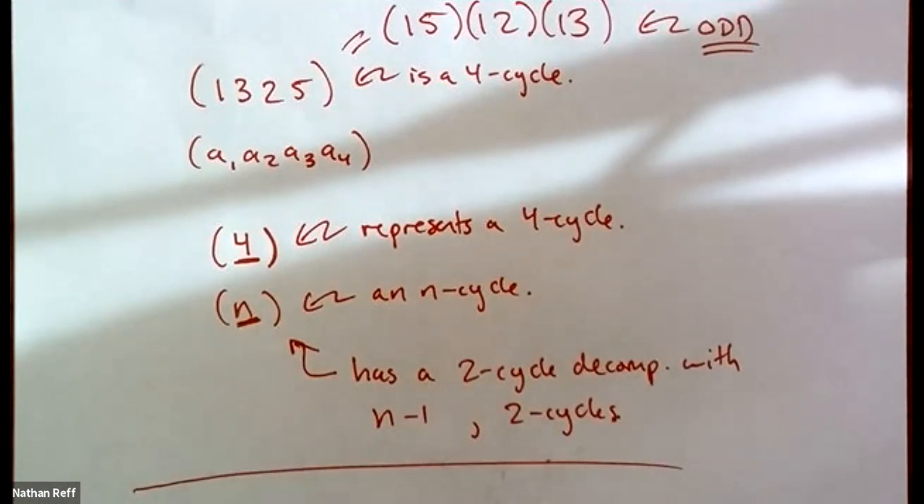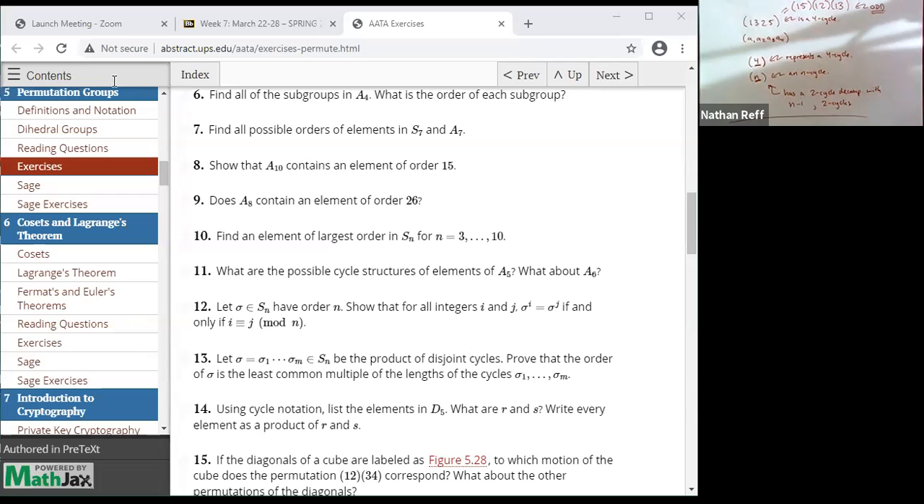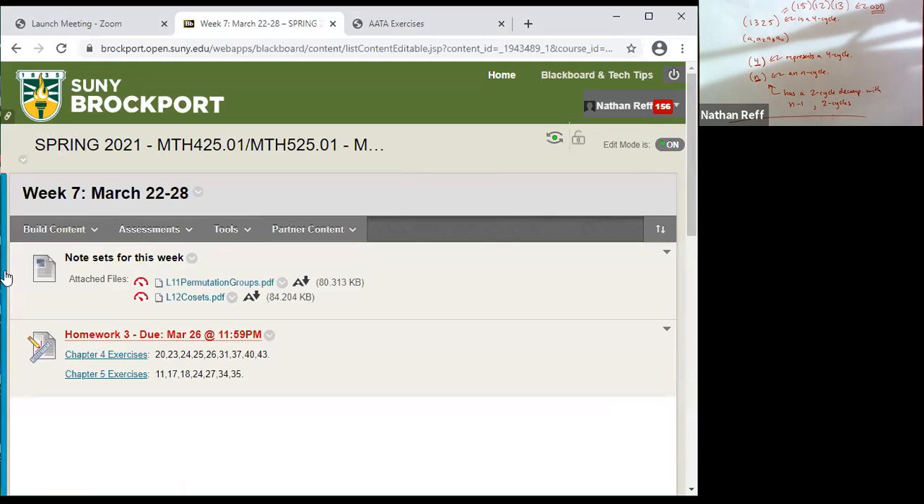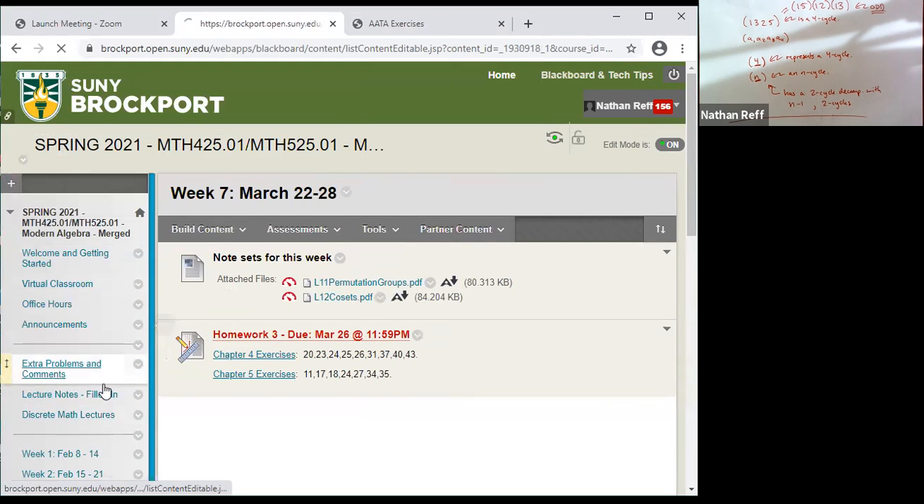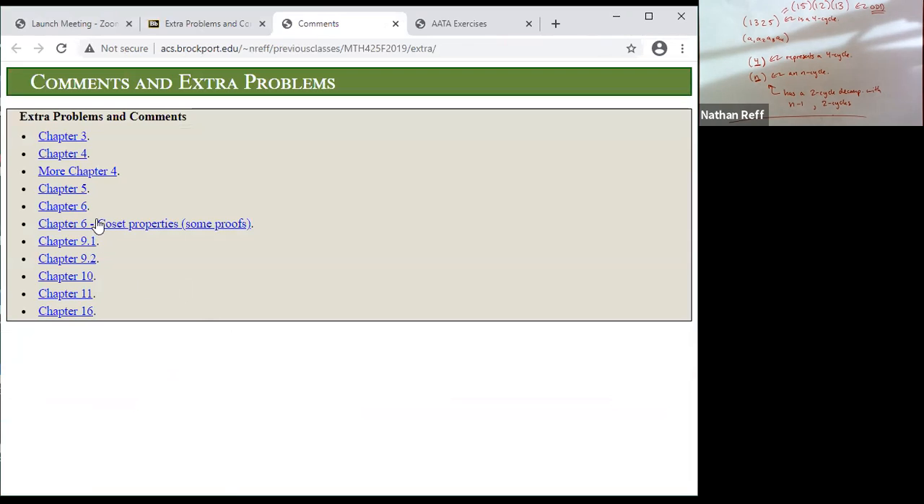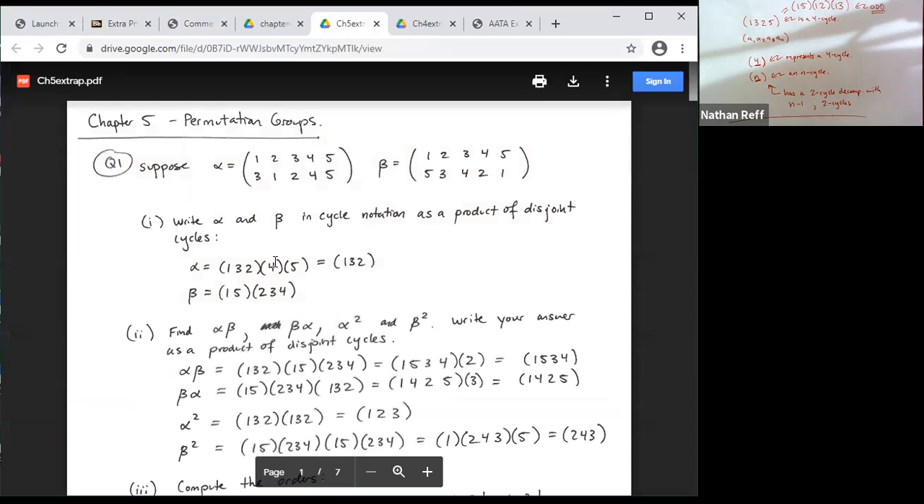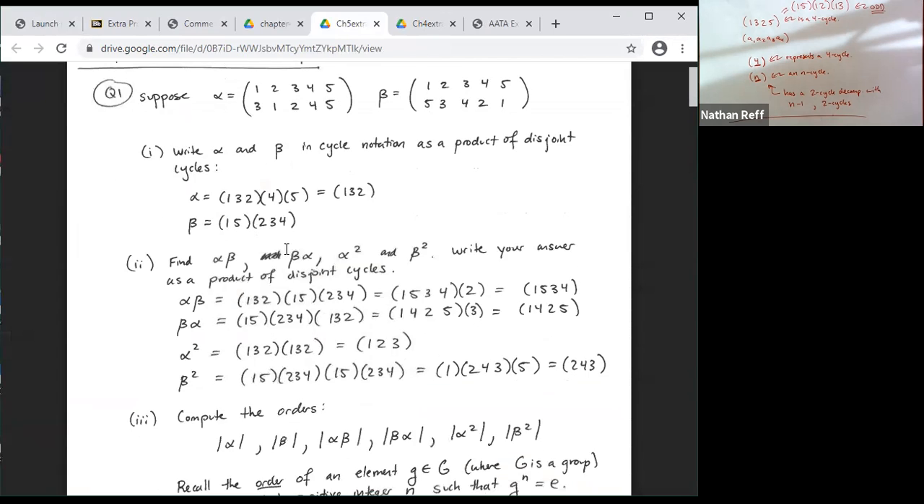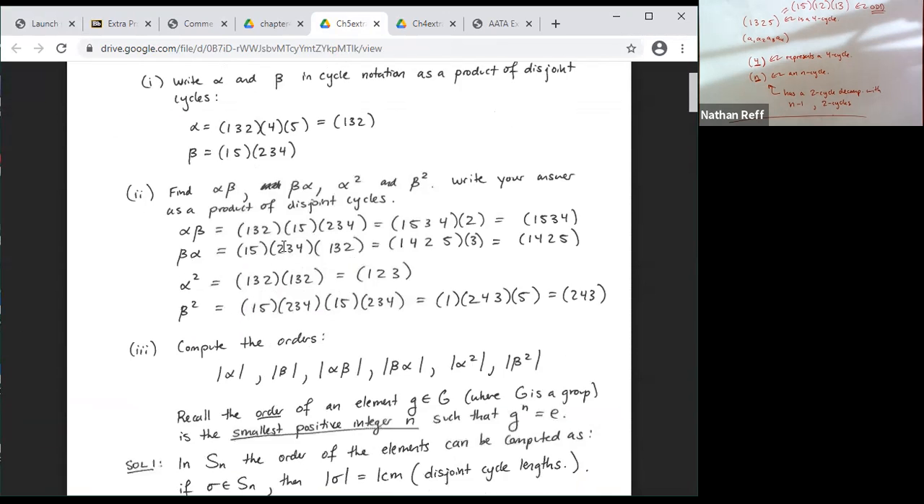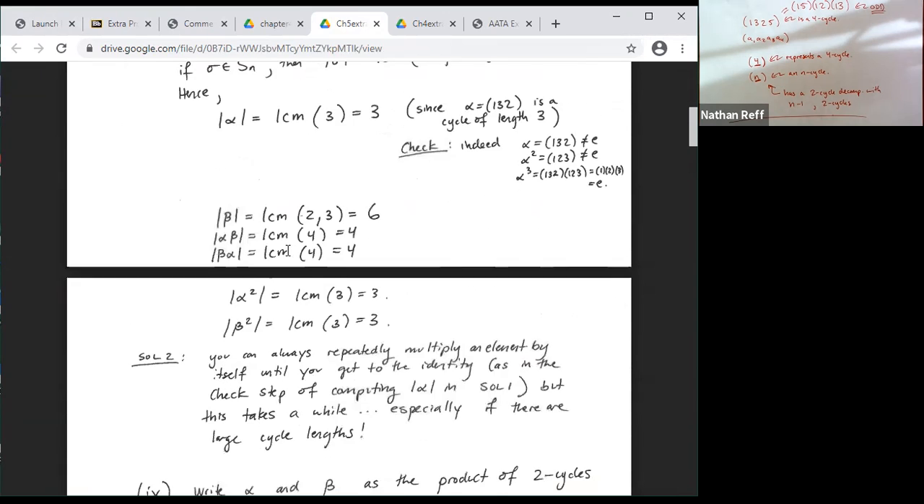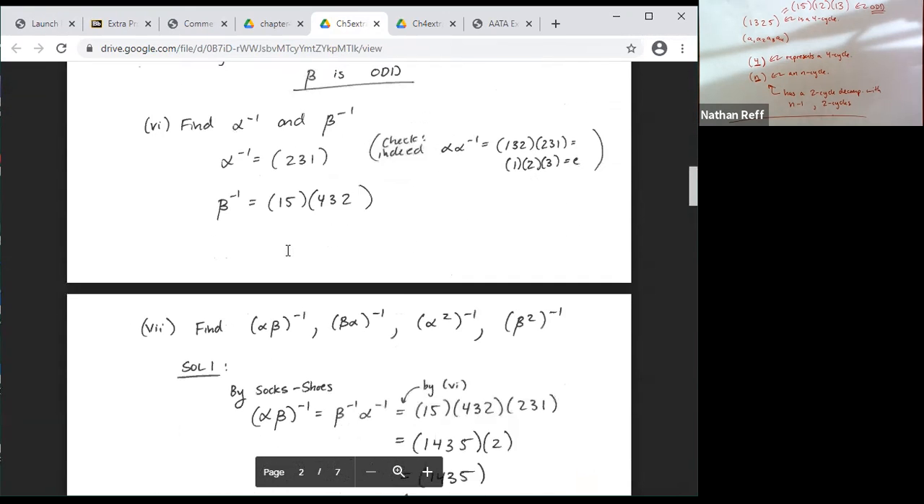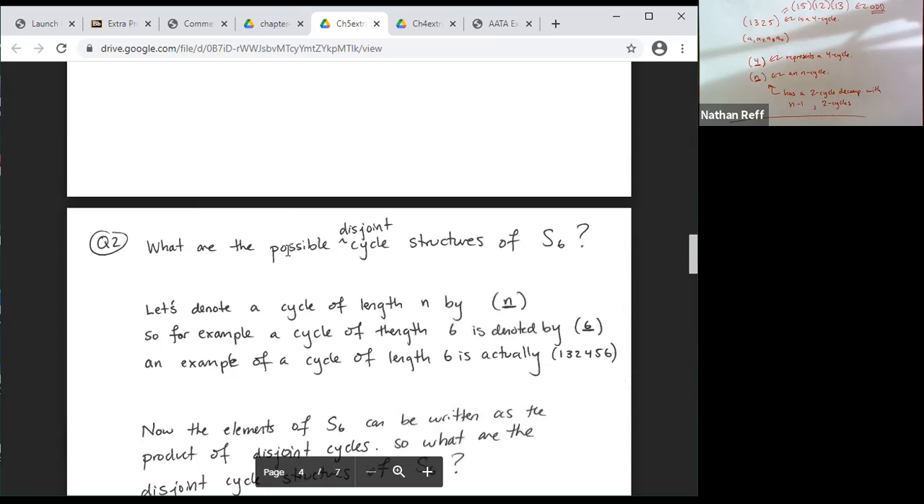And if you look at the extra problems, let me share the screen again. You know how on our course page I shared with you extra problems and comments. I have a bunch of problems for chapters 4 and 5 here, and under chapter 5 I give you some more computational examples that involve permutations. This would be good to look at when you're studying for the next exam. The permutation group is very good at coming up with computational type questions.